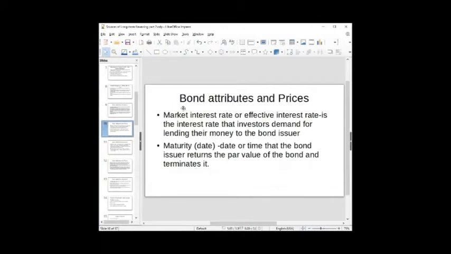Another attribute is the market interest rate or effective interest rate. Because this bond is just like a lending, no? Borrowing money by the issuing company. So of course, one of the factors in determining the interest is the prevailing interest in the market. And also this maturity is the date or time that the bond issuer returns the par value of the bond and terminates it.